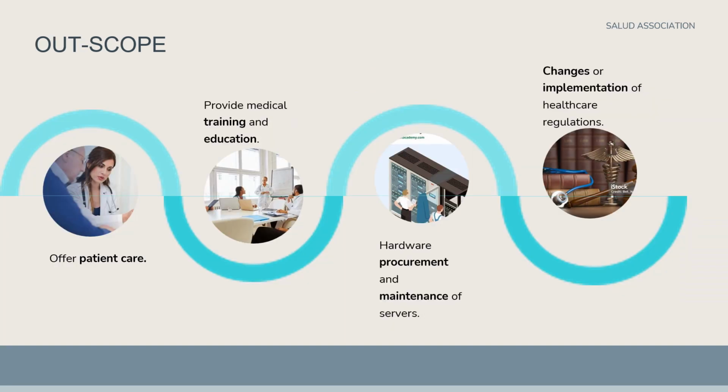This slide shows the out of scope. So firstly, we would not provide patient care or make any medical treatment decision. Secondly, we would not provide medical education nor conduct training programs for healthcare professionals. Thirdly, we would not procure, install, and maintain physical hardware. Lastly, we would not be accountable to make or implement changes to healthcare regulations or legal frameworks.